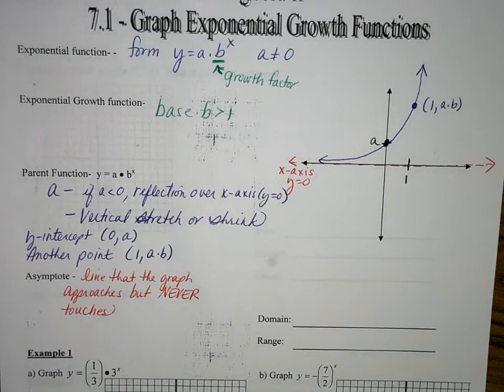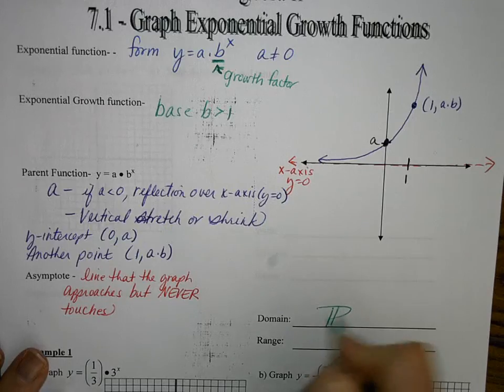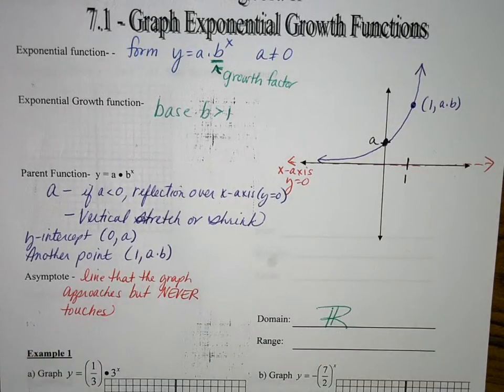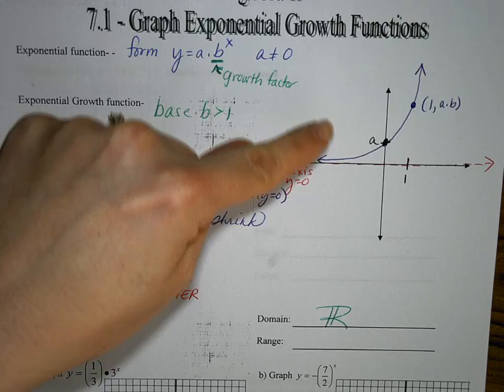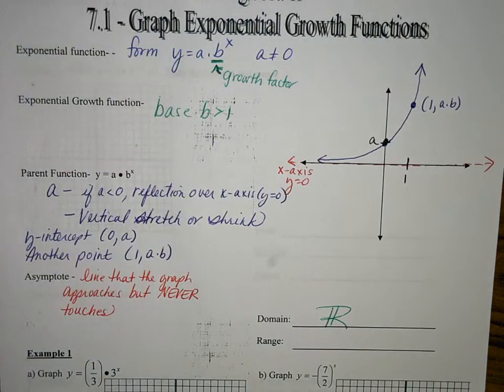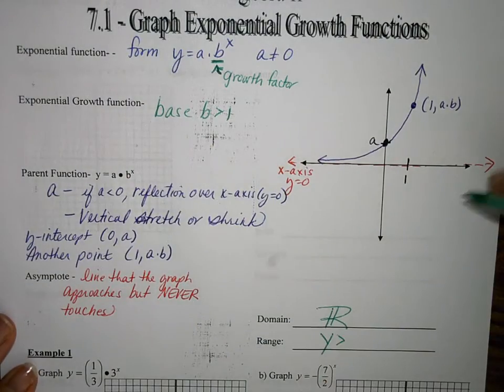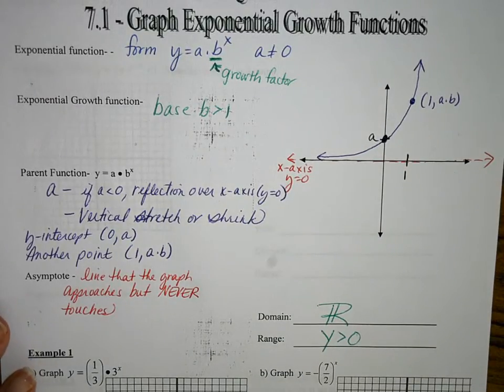All right, what about my domain? Does anybody have a thought about my domain? Brianna, do you have any thought about what I can have for my x's? I can put anything in there for x I want. Absolutely. All real numbers. How about my range? Beautiful. Notice that this graph is above that x-axis. Notice that that graph is above that line at y equals 0. So my y values in this situation, when it's above that x-axis, my range is going to be y is greater than 0. Does anybody have any questions, comments, concerns up to this point?